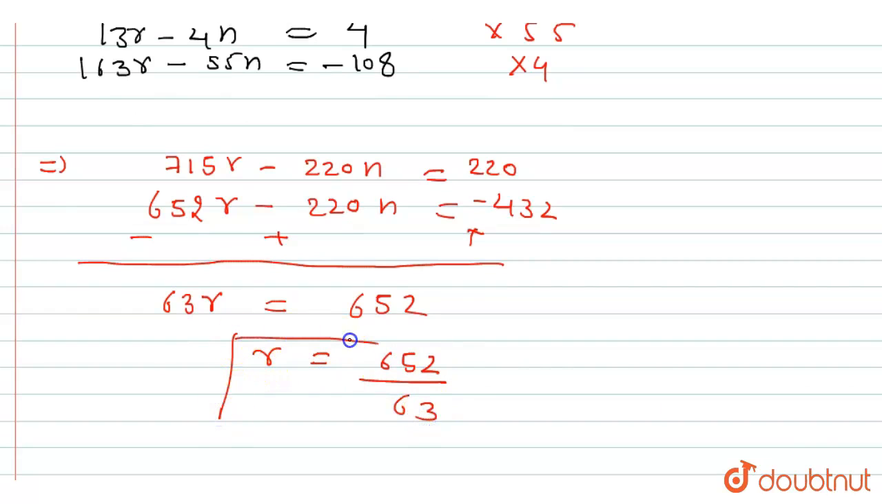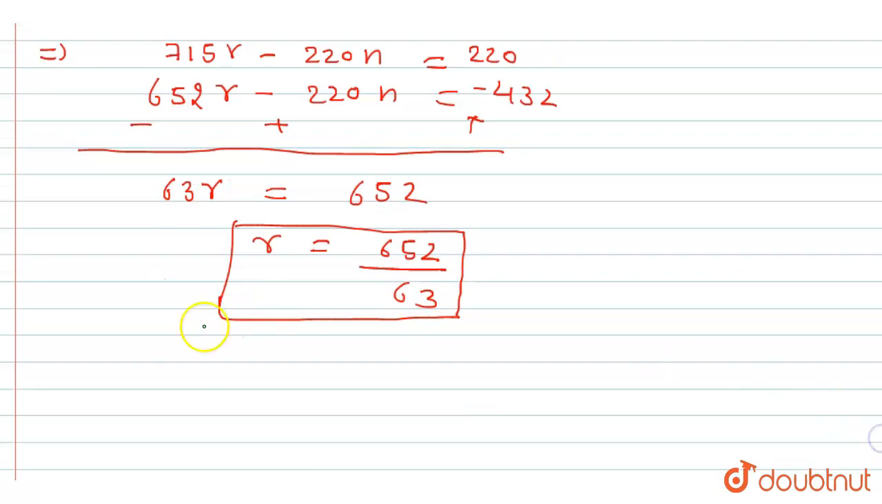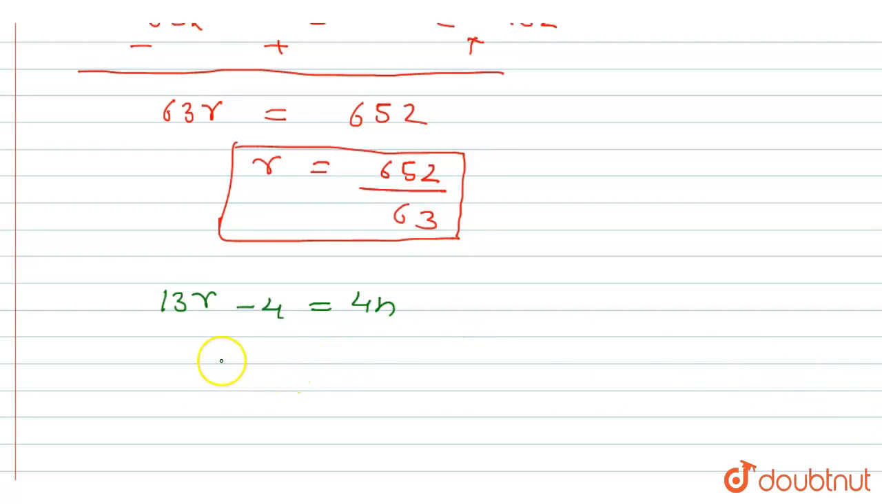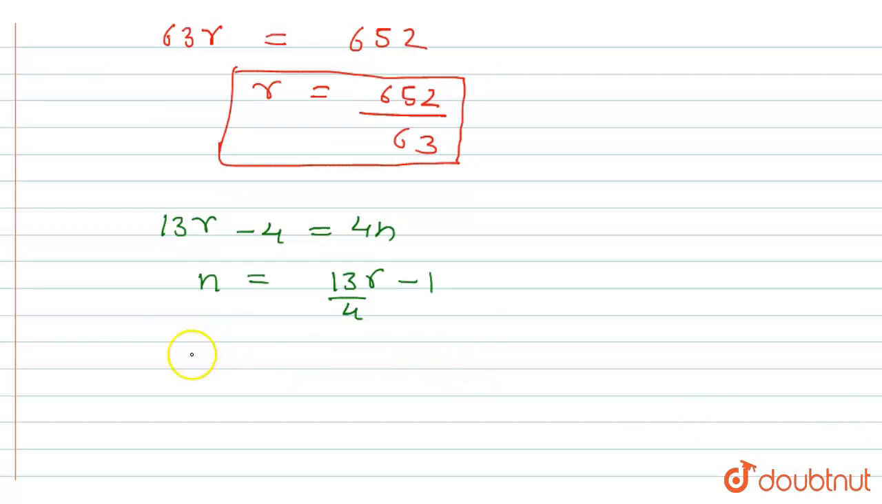So we got the value of r. Now we will find the value of n from 13r minus 4n equals 4. Putting the value of r in this equation, 13r minus 4 equals 4n, so n equals 13r upon 4 minus 1. On putting the value of r, n equals 13 upon 4 into 652 upon 63 minus 1.